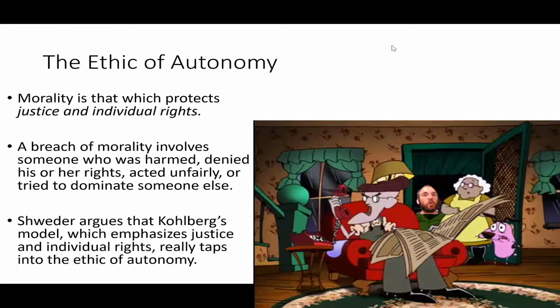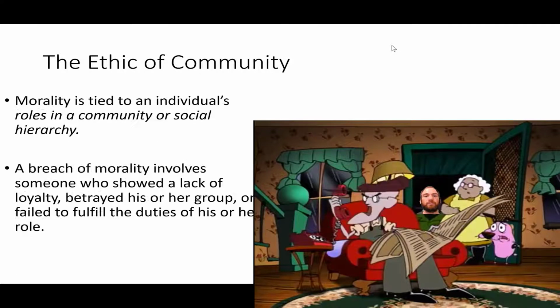It's very individual-rights focused, is basically the critique here, and that is not an invalid conceptualization of morality, but what Schrader is arguing for is that there are other components of morality that exist and that are seen across cultures. So next, the ethic of community.